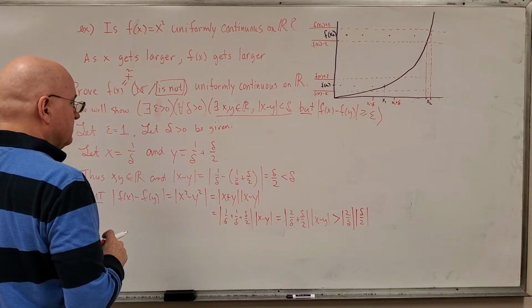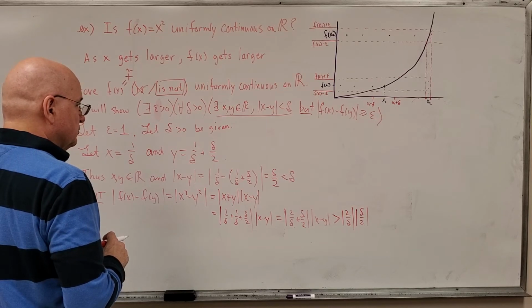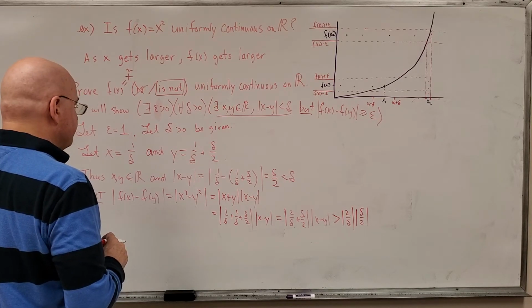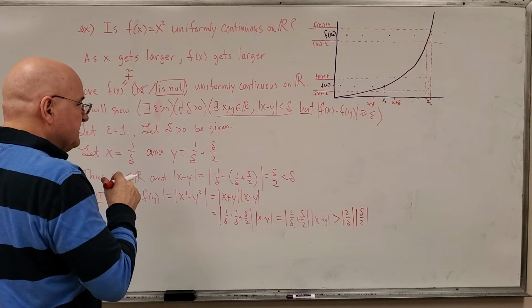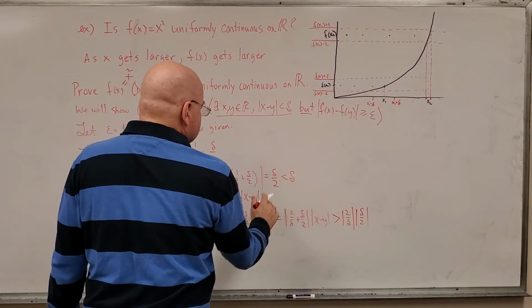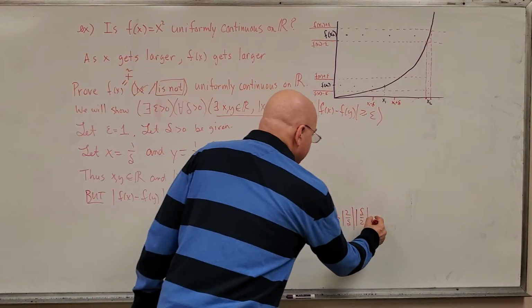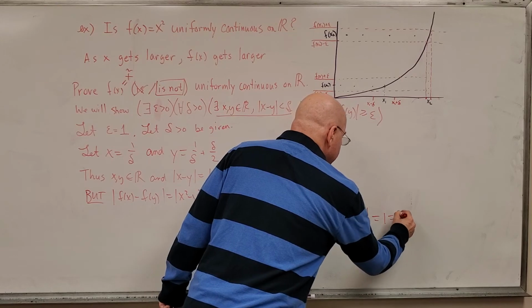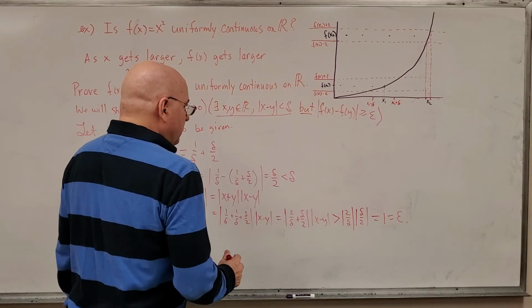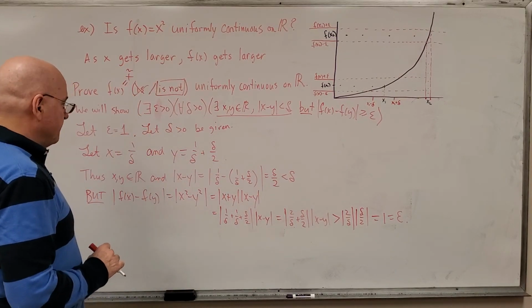So x minus y is equal to delta over 2. Yeah, that's it. I'm not even using the fact that it's less than delta. I'm using specifically that it's delta over 2. And that's equal to 1, which is the epsilon that we chose. So it's actually strictly greater than 1.